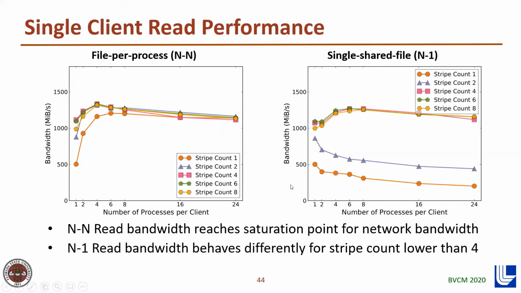For N1 read bandwidth, according to our exploration, it behaved a bit differently, because for lower stripe counts we found that the read bandwidth was decreasing a little bit. But for higher stripe counts, like stripe count greater than or equal to 4, we had similar results for the single shared file as we got for the file-per-process workload.